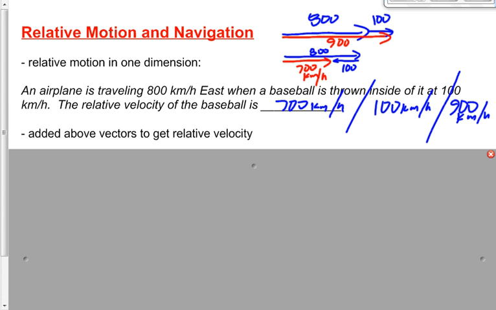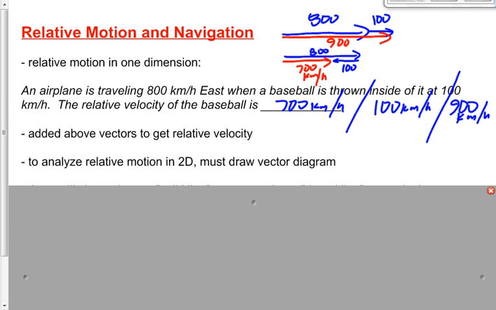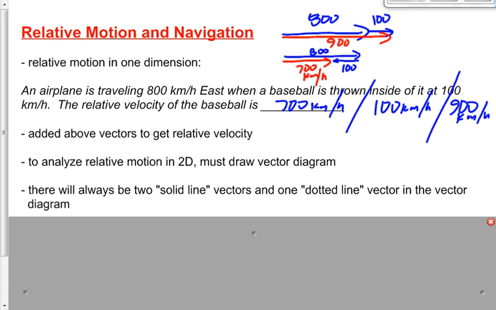When we want to find relative velocity in two dimensions, maybe this time the airplane is traveling at 800 this way, but we're throwing the ball this way, perpendicular to the way it's moving. We want to find the relative velocity in two dimensions. We've still got to add vectors together, but we're adding vectors together in two dimensions, so we don't do that in the same way. We've learned over the last couple of days how we add vectors together in two dimensions. We draw a vector diagram. The vector diagram is exactly the same way as it's been for us over the last few days.